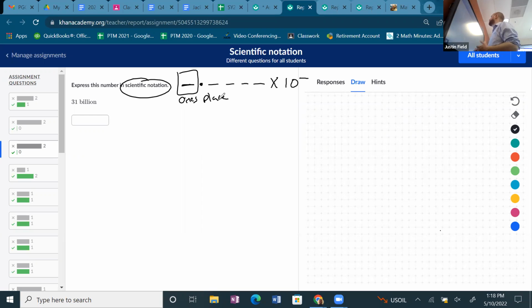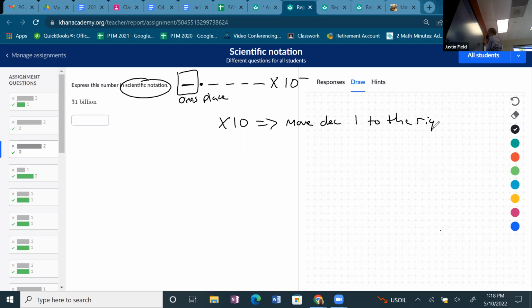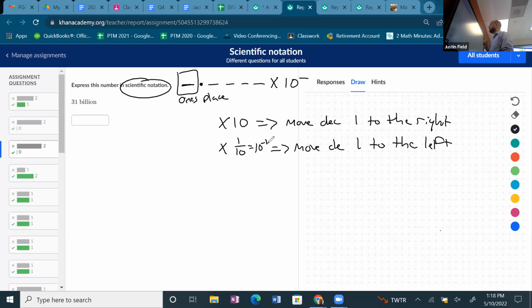We multiply by 10, right? If we multiply by 10, you just move the decimal 1 to the right. How do you move the decimal point to the left? You multiply by 1 over 10, and that moves the decimal point 1 to the left. Of course, we don't think of it as 1 over 10. We think of it as 10 to the negative first, which we learned about, right? And 10 to the positive first moves it to the right.